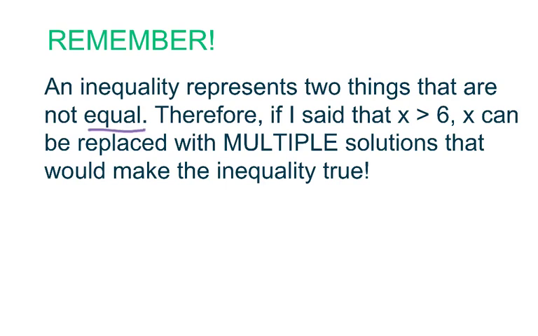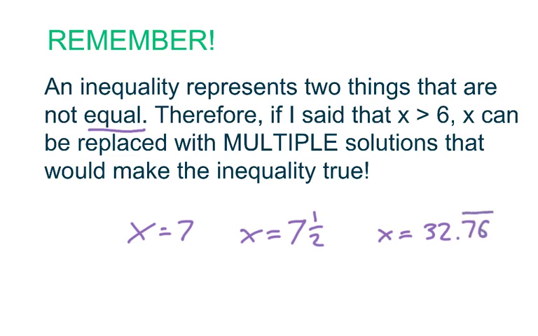Therefore, if I said that the number x was greater than 6, x can be replaced with multiple solutions that would make this inequality true. So a few examples of that, I could say, well, x could equal 7. X could equal 7.5. Or maybe x equals 32.76 repeating.